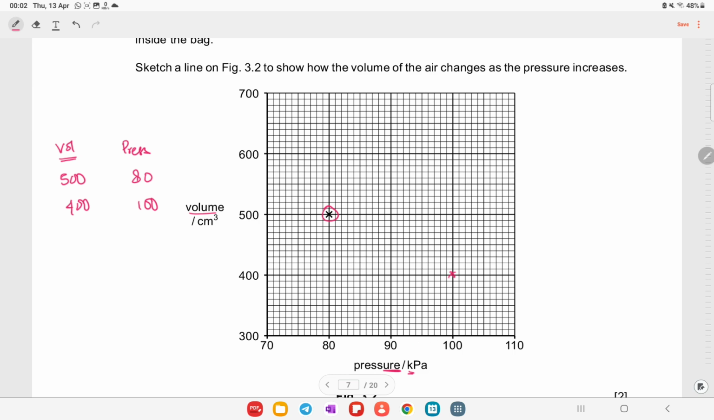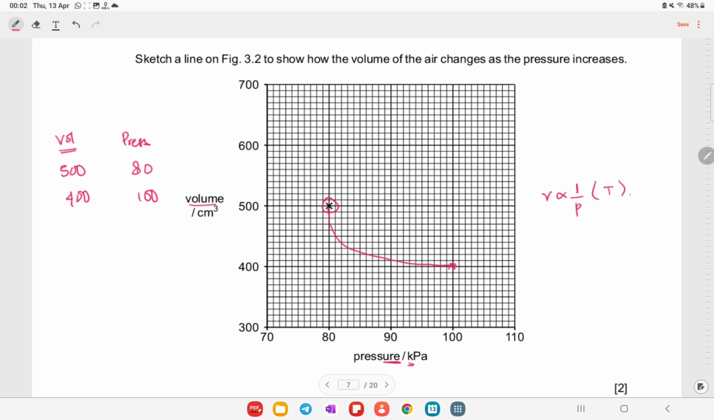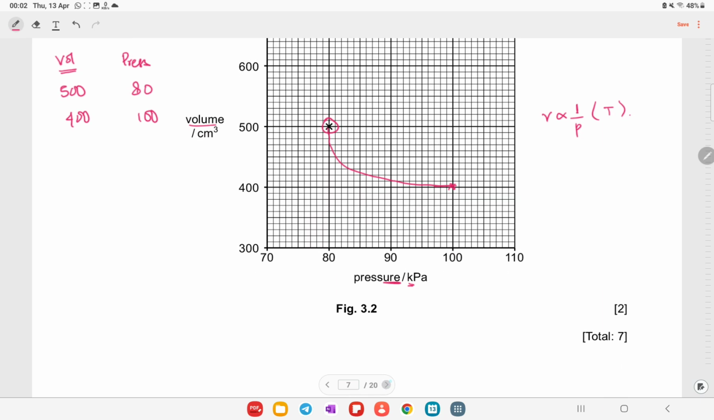So now you have to draw the curve. You have to use a clutch pencil to draw these curves, so it's going to be like this. Basically it's a volume and pressure graph. Volume is inversely proportional to pressure, keeping the temperature constant. So you have to draw this curve smoothly.